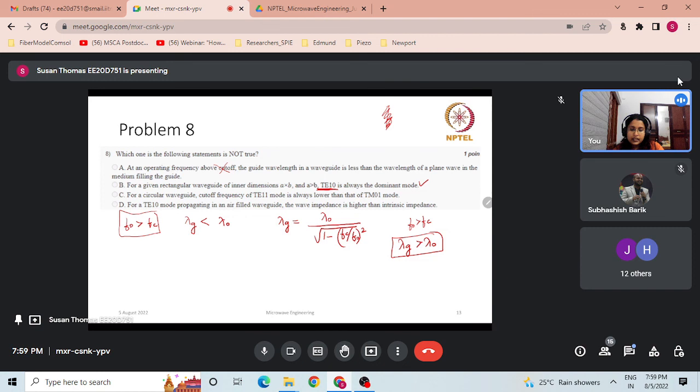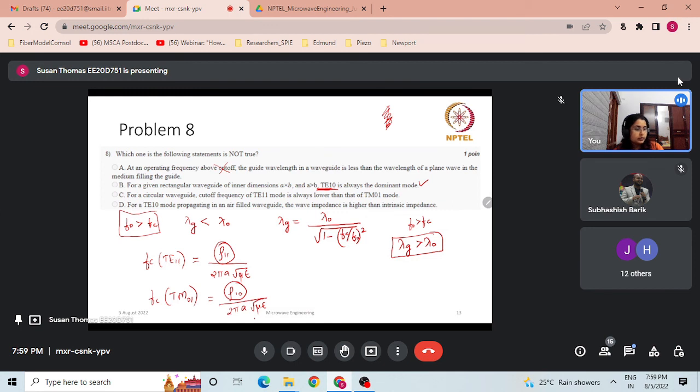For a circular waveguide, the cutoff frequency of TE11 mode, let me quickly write it, rho 11 by 2 pi a root mu epsilon, is always lower than the cutoff frequency of TM01 mode. When I say TM01 mode, it is rho 10 divided by 2 pi a root of mu epsilon. Now, these denominators are the same, so the only point is which is bigger, rho 11 or rho 10.